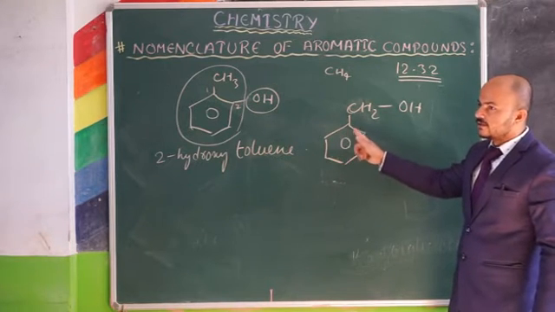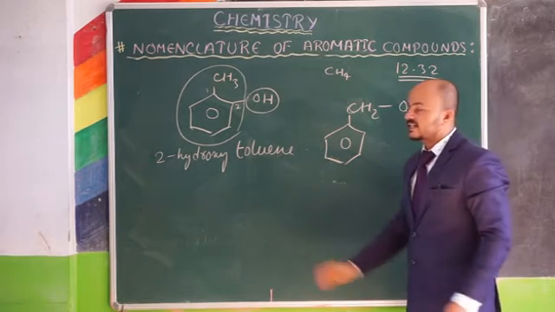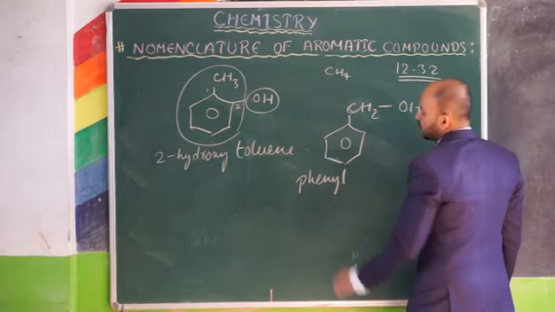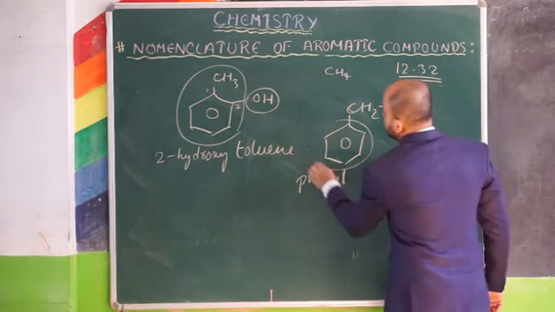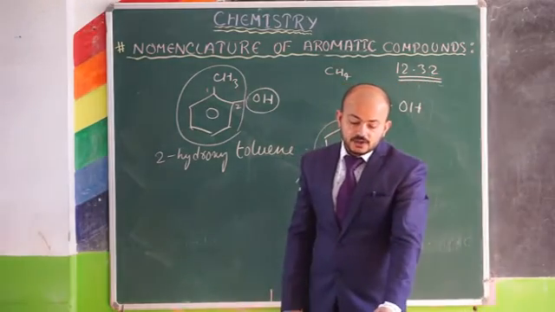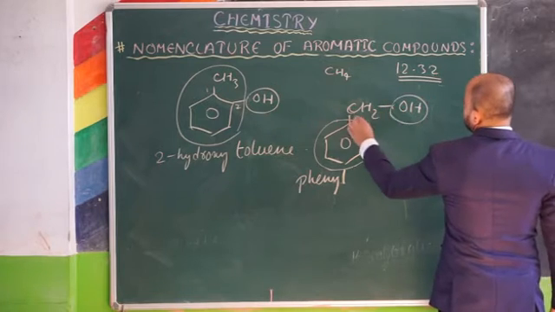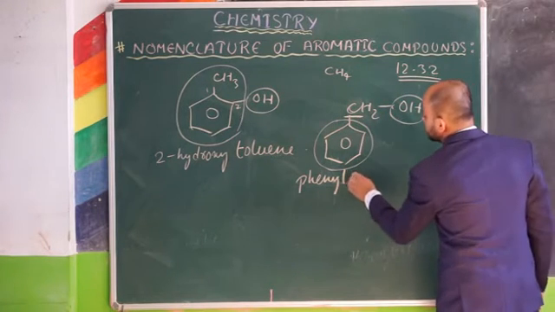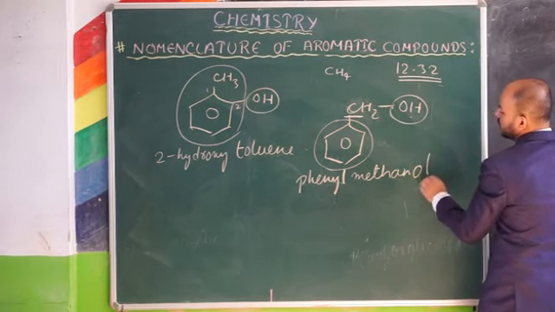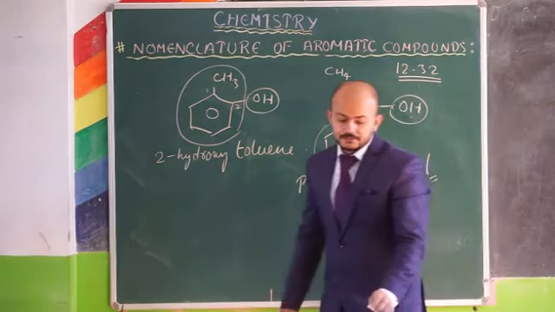Now, the benzene ring, whenever it is written as a prefix, has to be written as phenyl. Please remember, whenever the benzene ring part is written first, as a prefix, its name will be written as phenyl. Now, this is an alcohol. Alcohol with one carbon is meth, and we have the alcohol ending OL. So therefore its name is phenyl methanol.